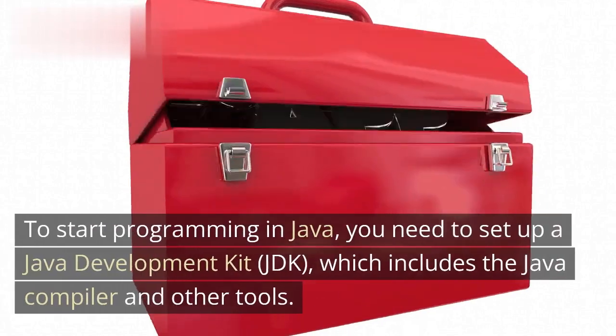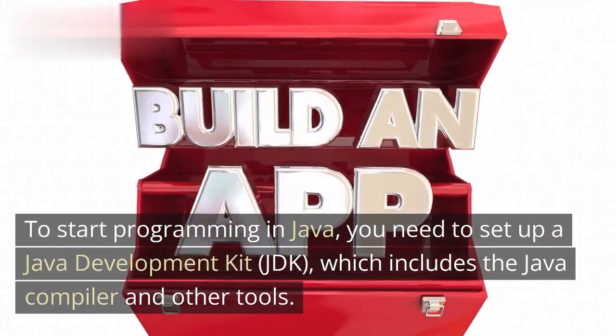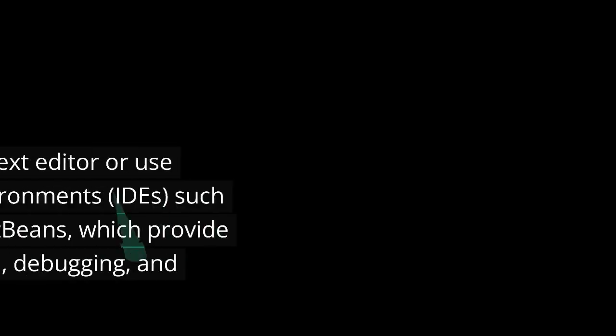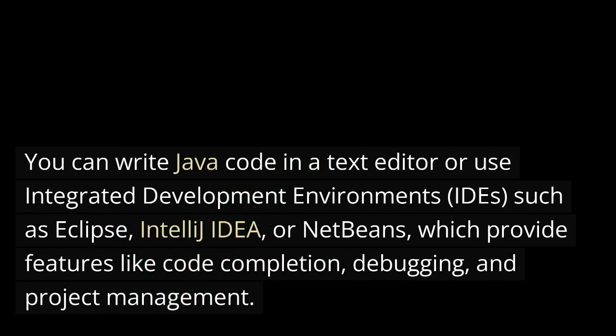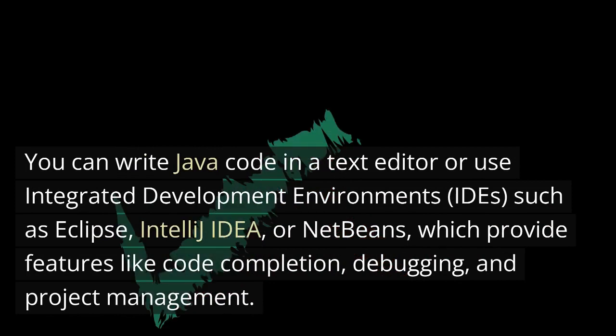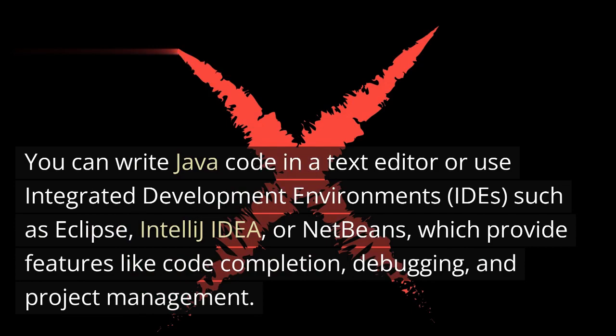To start programming in Java, you need to set up a Java Development Kit, JDK, which includes the Java compiler and other tools. You can write Java code in a text editor or use integrated development environments, IDEs, such as Eclipse, IntelliJ IDEA, or NetBeans, which provide features like code completion, debugging, and project management.